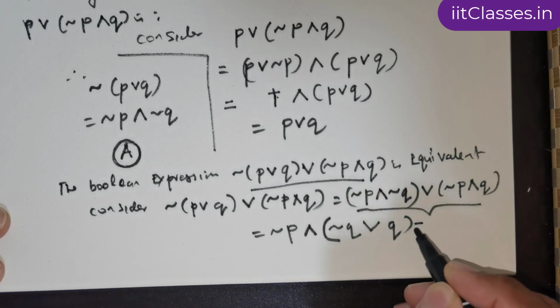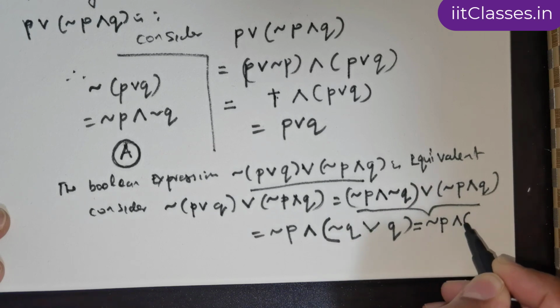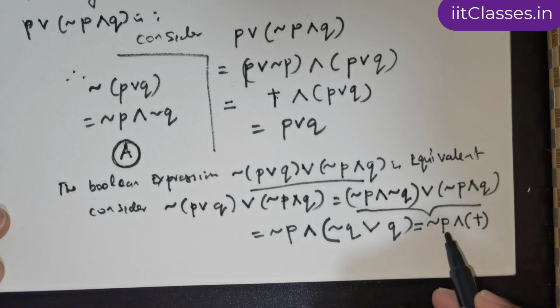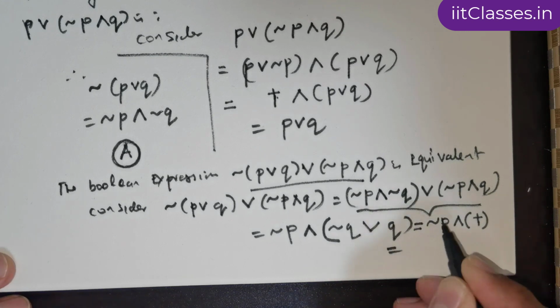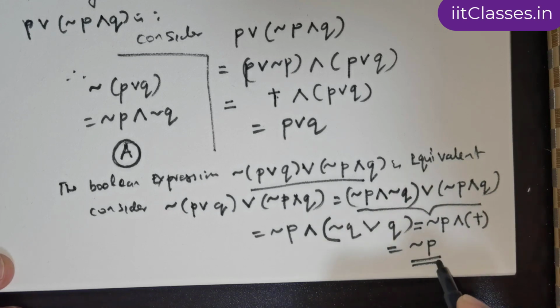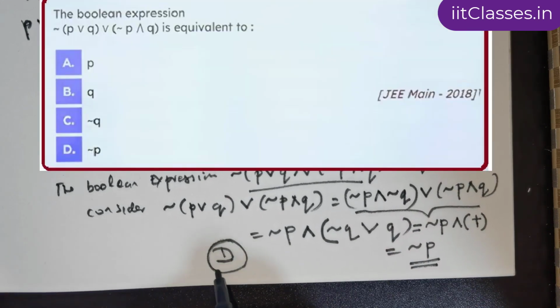That would give us a tautology. So this is going to be negation of P intersecting with tautology. Now what happens when you perform an intersection with the universal set? You get back the set which is subjecting itself to an intersection with tautology. So in this case, this is going to be negation of P. So this is the solution, and in this case the right answer is going to be choice D.